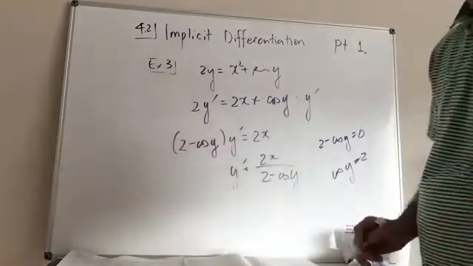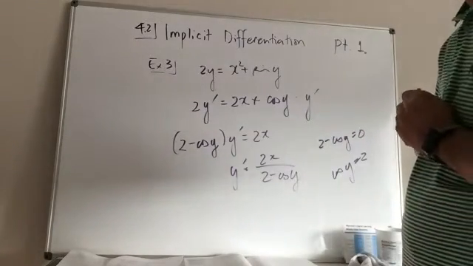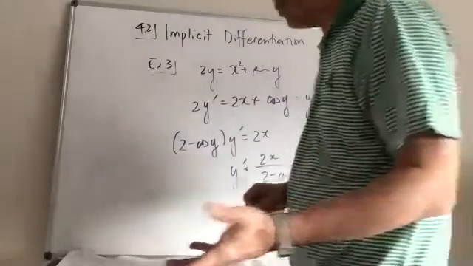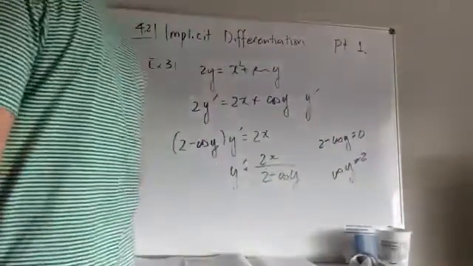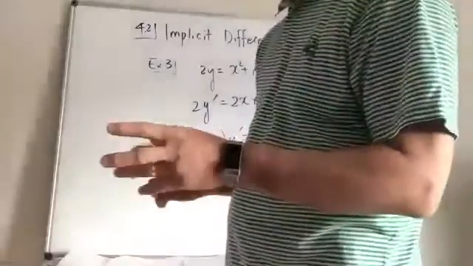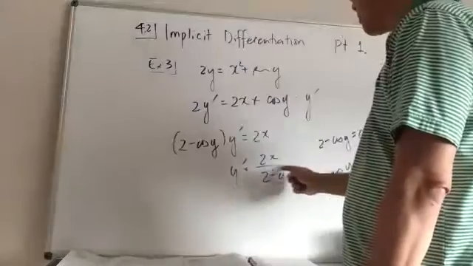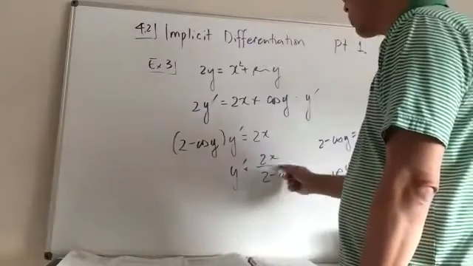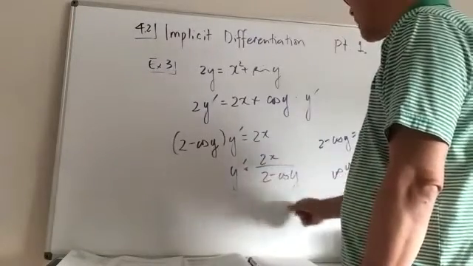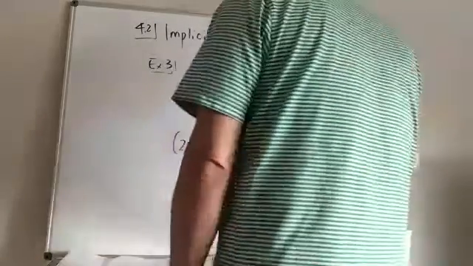And when does this happen? When does cosine y become 2? Never, right? Because cosine always takes a value between 1 and -1. And therefore, this is never going to be 0. Since the denominator is never going to be 0, this has a value at all points. Okay?